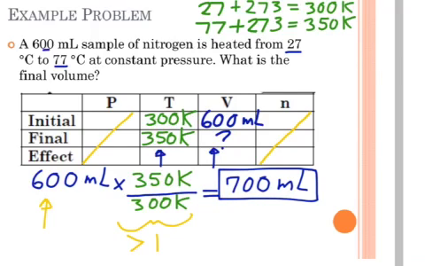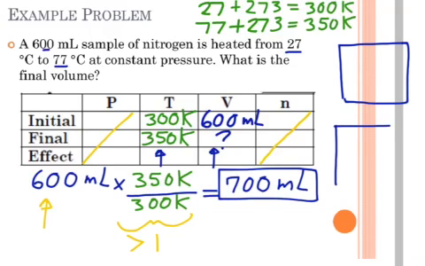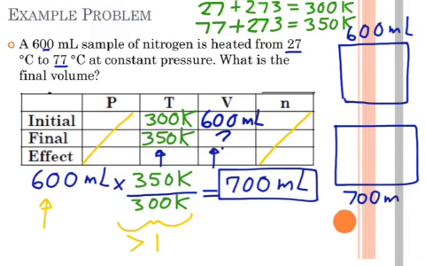Finally, we're going to draw a picture to represent the situation, initial and final. We've got a box here that's 600 milliliters, and it would be good on your homework to maybe label your pictures. So this is 600 milliliters, and this one is 700 milliliters.